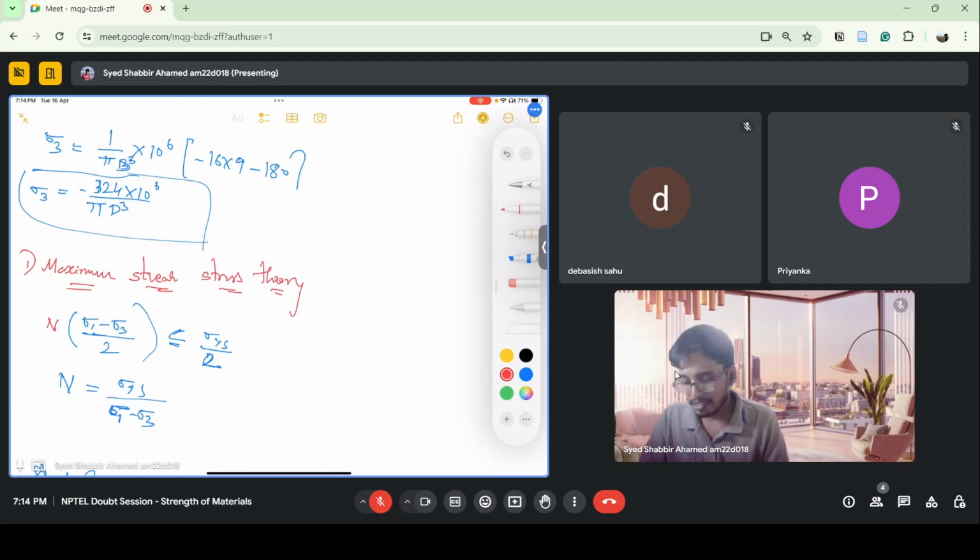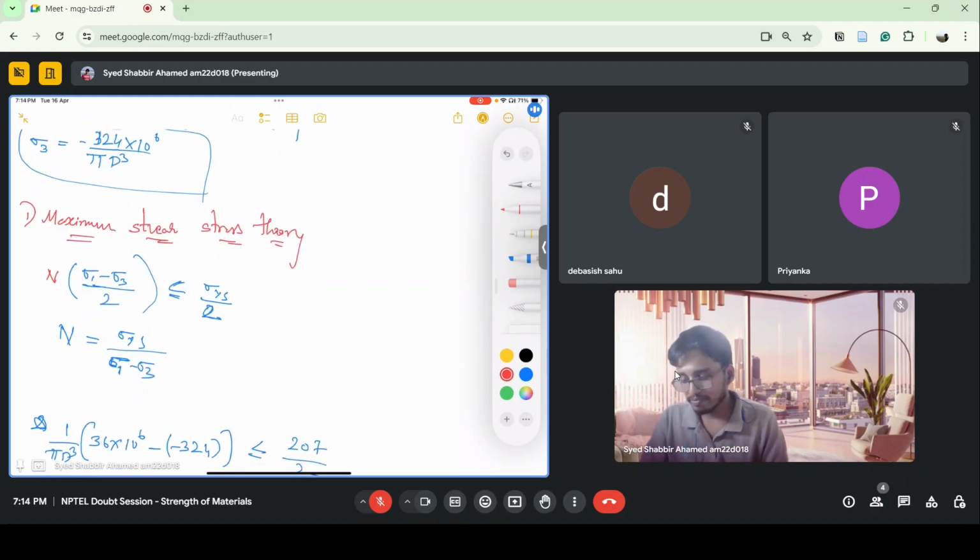So now we go to the failure theories. Using the failure theories, we determine D. So first is the maximum shear stress theory, which we use. That can also be called the Tresca yield criteria. I am using this expression and also multiplying with n, because the factor of safety is also given. So factor of safety is 2 here.